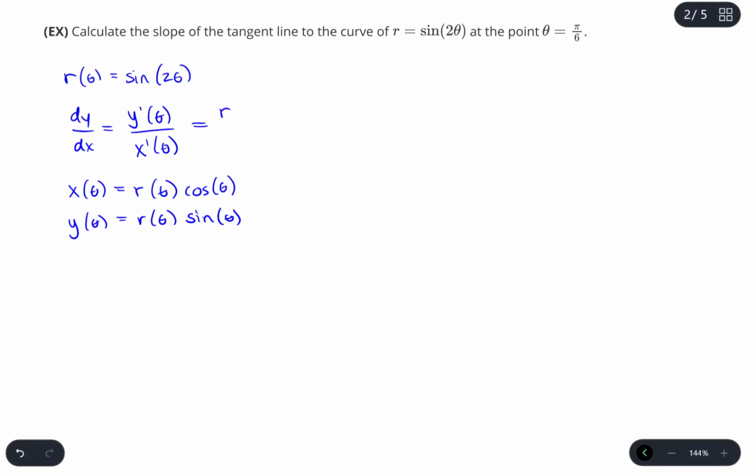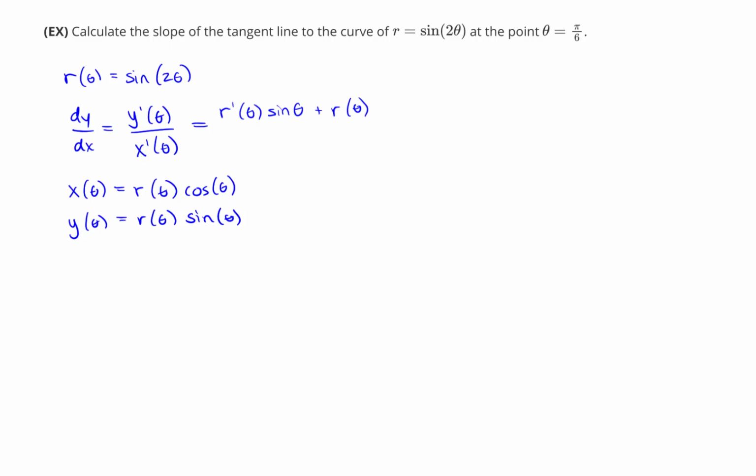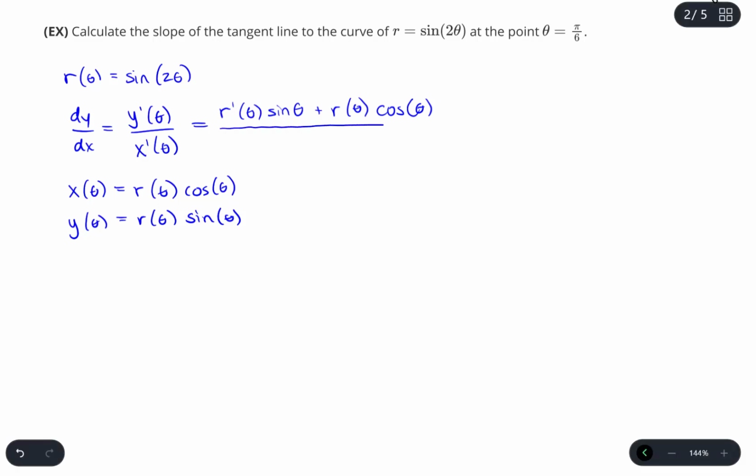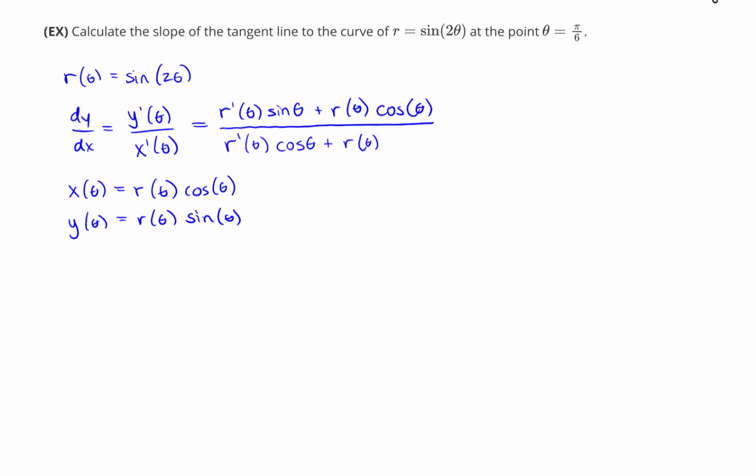So we could say it's the derivative of the first times the second plus the first times the derivative of the second. And the derivative of the second, the derivative of sine, is going to be cosine theta. Then we need to divide by x prime of theta, which, going by the function for x of theta, which is here, that would be the derivative of the first, so r prime of theta, times the second, plus the first, which is r of theta again, times the derivative of the second. Now the derivative of cosine is negative sine, so I'm just going to go ahead and put a minus right there.